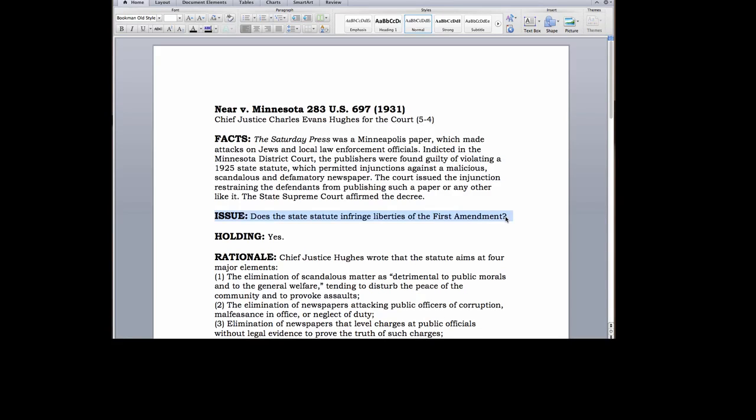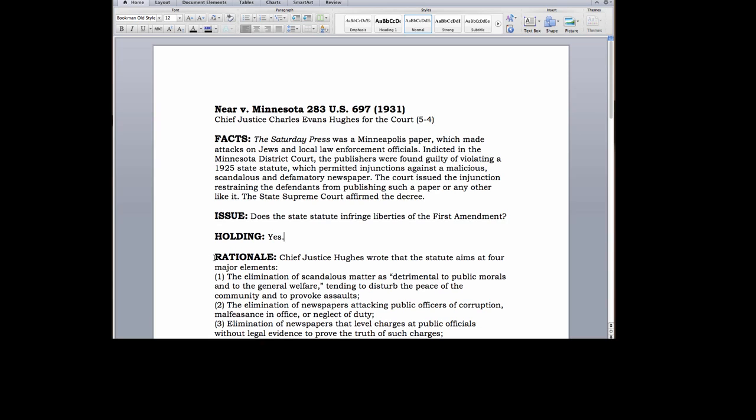The U.S. Supreme Court does not hear every case that comes before it. So 4 justices out of the 9 have to grant cert in order to take up a case. After you establish the facts, you state very simply what's the issue, okay? Does the state statute here infringe on the liberties of the First Amendment? And the holding here is yes. It's either yes or no, and that's it.